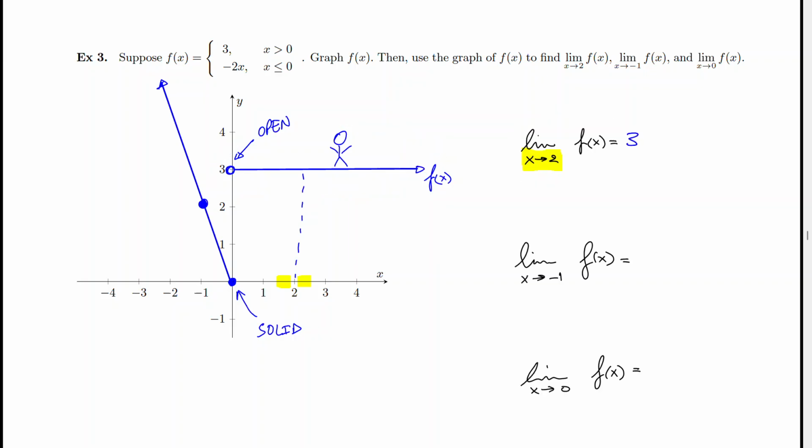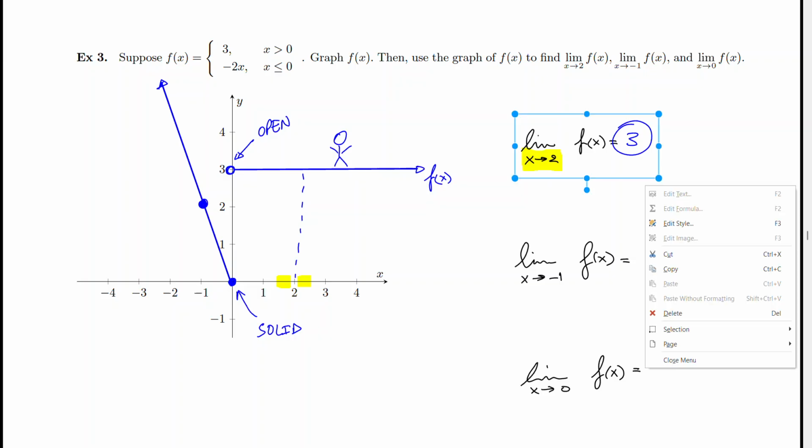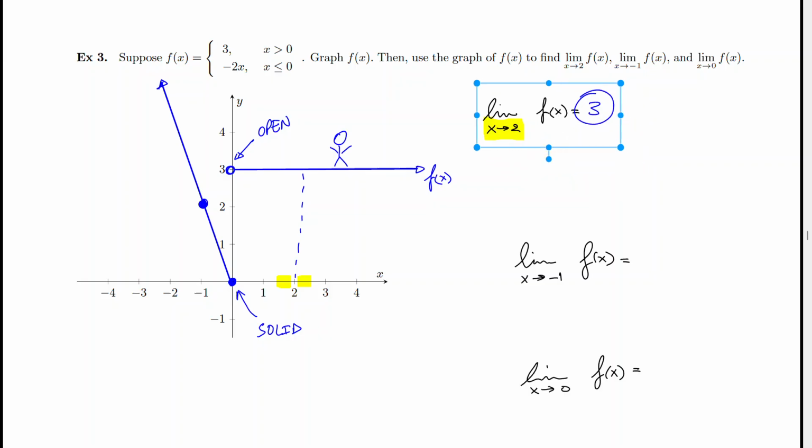So it seems like a good answer would be to say that this limit is simply 3, because all the points on that side of the graph have the same y-coordinate. So it doesn't matter if I'm at 2.5, the y-coordinate is going to be 3. It doesn't matter if I'm at 2.01, the y-coordinate is going to be 3. It doesn't matter if I'm at 1.99, the y-coordinate is going to be 3 again. It's always 3, no matter what. So that ends the first one. So the first problem is basically finished.